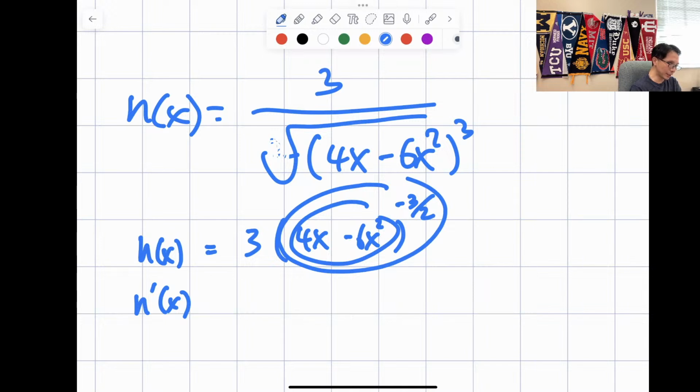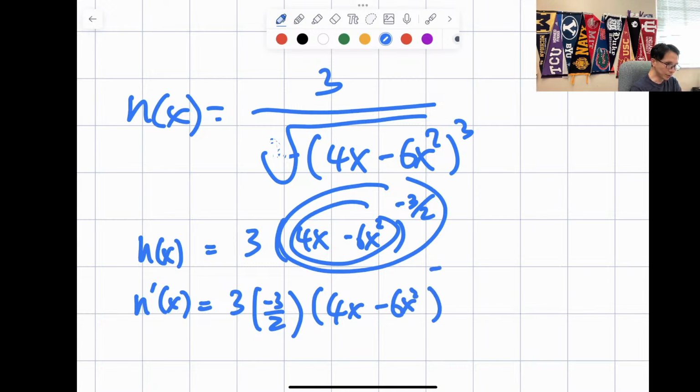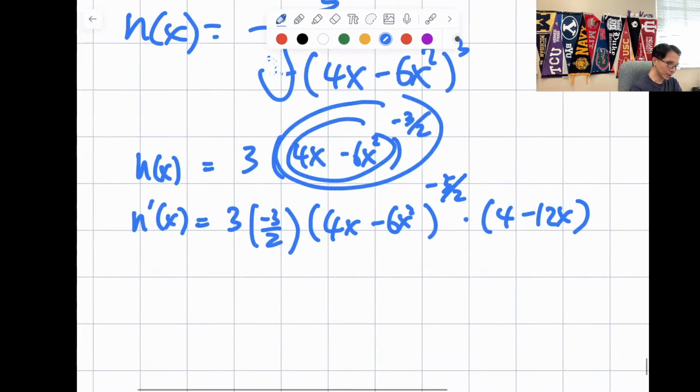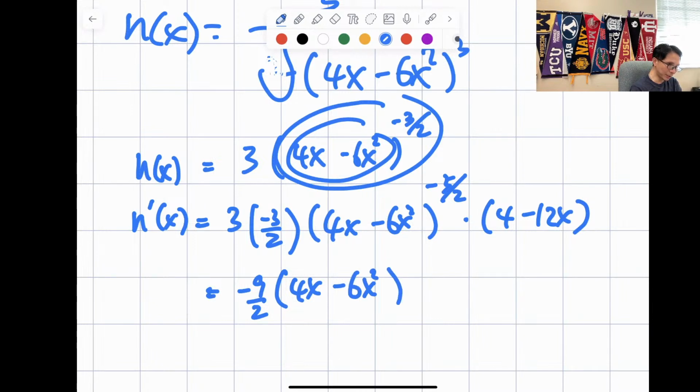This outer and this inner. So the 3 is always going to be there. And negative 3 over 2. Is that okay? To the 4x minus 6x squared to the negative 5 over 2. Is that okay? And then times 4 minus 12x. So you can say that's negative 9 over 2 times 4x minus 6x squared to the negative 5 over 2 times 4 minus 12x.